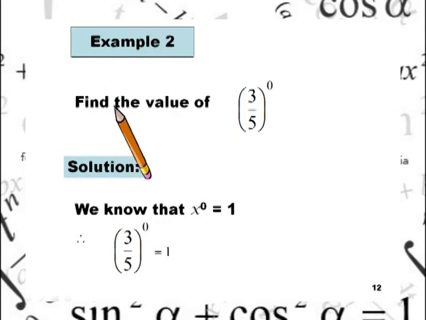Example 2. Find the value of 3/5 raised to the 0 power. Solution: we know that x to the 0 power equals 1. Therefore, 3/5 to the 0 power equals 1.